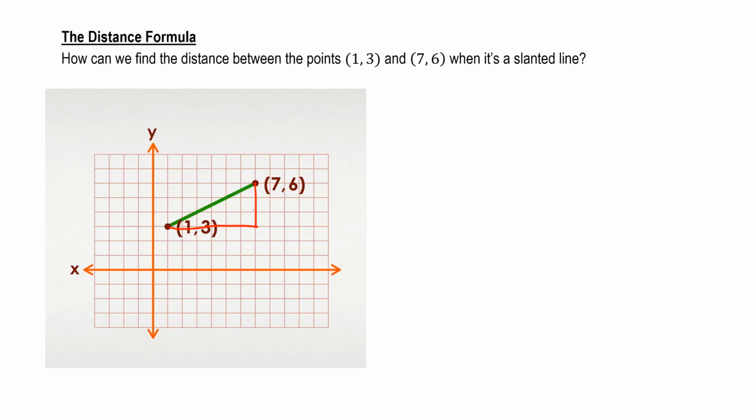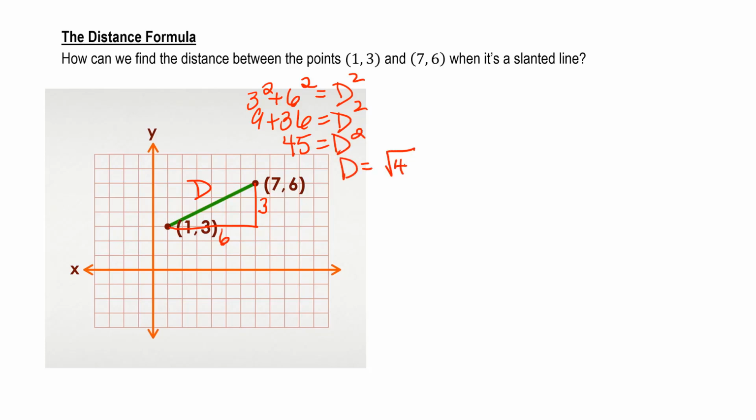So this vertical line is 1, 2, 3, and the horizontal line is 1, 2, 3, 4, 5, 6. And so when you use the Pythagorean theorem, 3 squared plus 6 squared is going to equal, well, I'll call it the distance, d. It's going to equal d squared. So 9 plus 36 is equal to d squared. So that is 45 is equal to d squared. So d is the square root of 45. So that's the distance between the point 1, 3 and the point 7, 6.